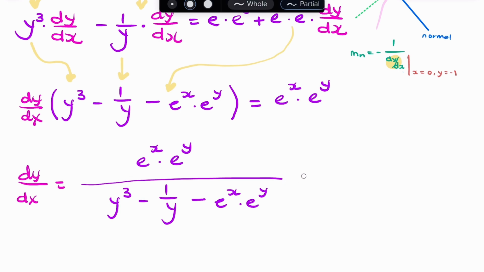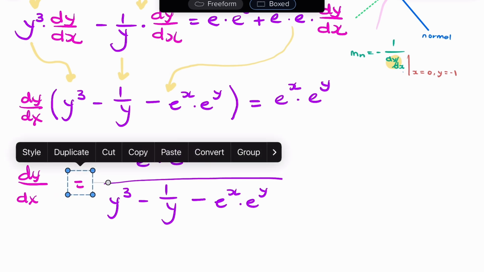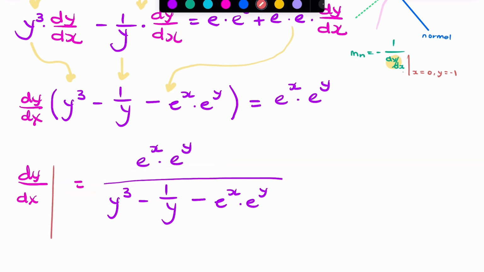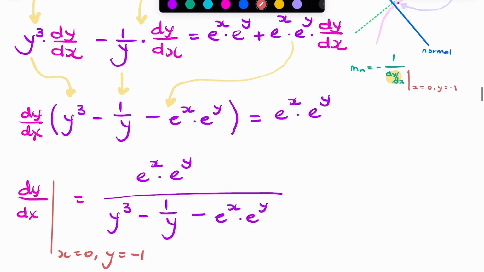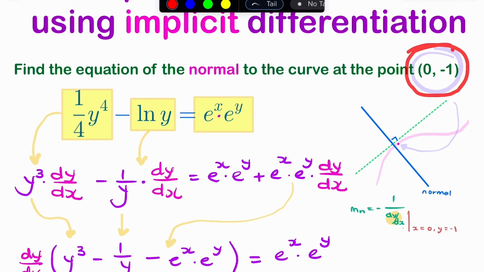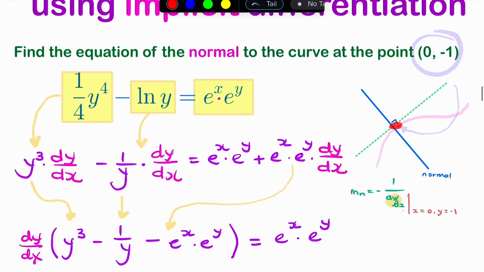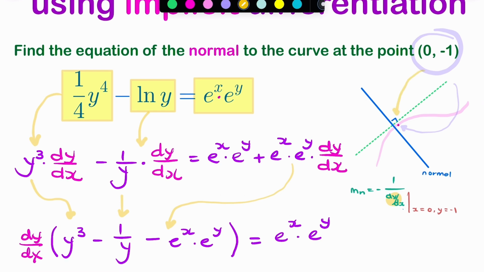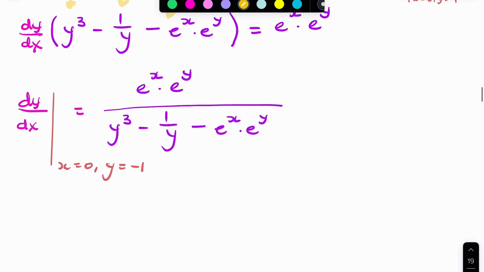But what we want is not dy by dx, we want dy by dx at a particular point. So we need to substitute particular values for x and y. So x is equal to 0 and y is equal to -1, because that's the point that we're given in the question. So we know the coordinates of this point. We just need to then substitute 0 instead of every x. So there'll be a 0 here and a 0 here, and a -1 instead of every y.